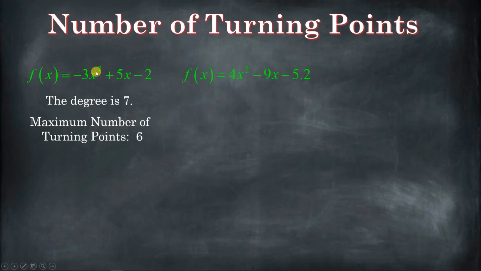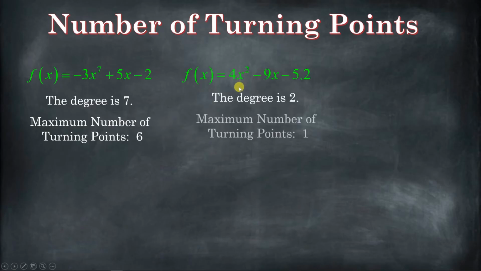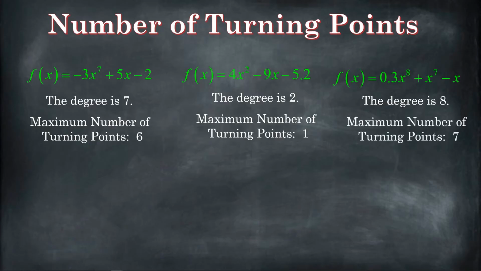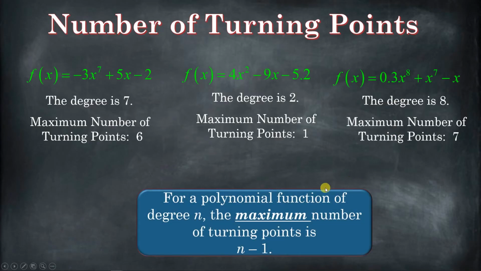So, for example, if you had a quadratic equation, the degree is 2. Right? That means that the maximum number of turning points is going to be 1. Or if you had, say, a degree of 8, well, then the maximum number of turning points is going to be 7. So for any polynomial function that has a degree of n, the maximum number of turning points is n minus 1. It's 1 less than the degree. Always and forever. Amen.